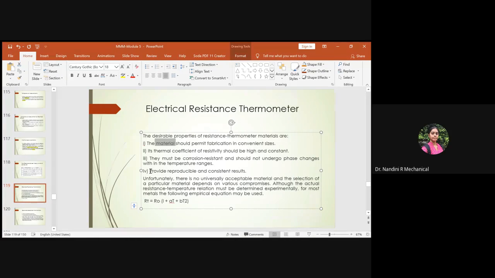So next, it has to provide reproducible and consistent results. The material you select should be very reliable so that it produces the same reading, however many times you measure a single specimen, and it should show a consistent result. There should not be any change with respect to time and temperature. These are the main properties a material should possess if you are using that element as an electrical resistance element for devising a thermometer.